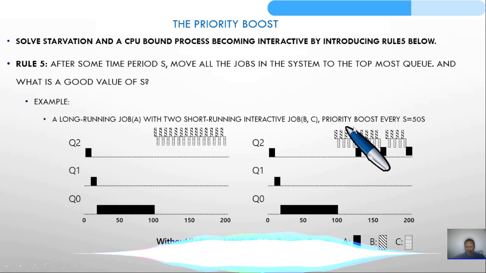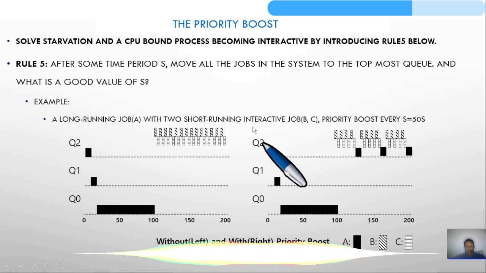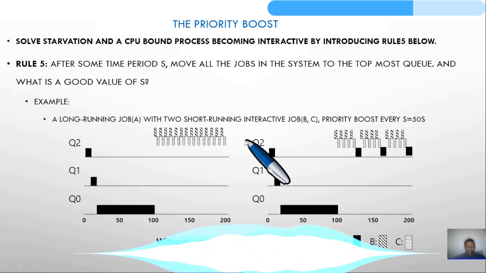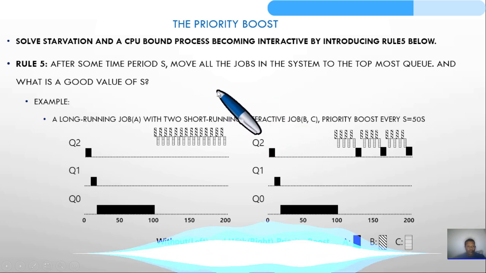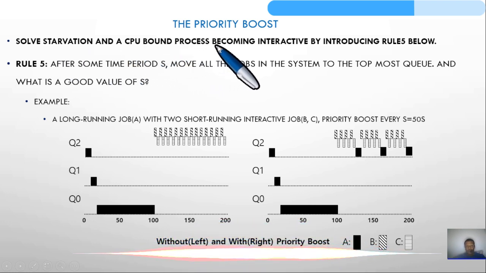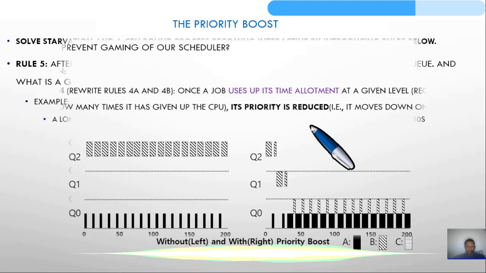So in this kind of function, this priority boost is really helpful to give a chance to the CPU bound processes. So this is the idea. By doing so, the starvation problem will be solved and the CPU bound process will become interactive as usual, as you can see. So this is the first solution.